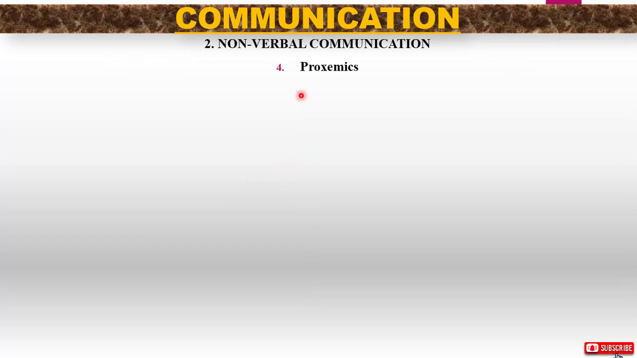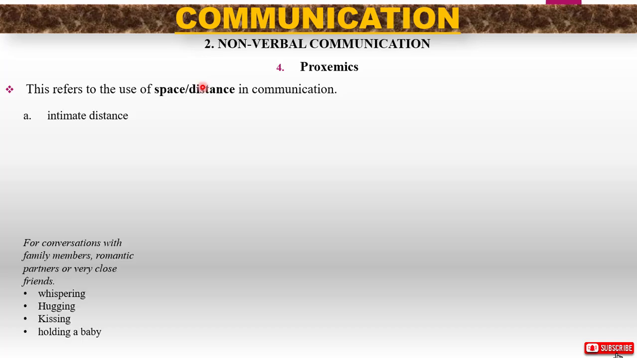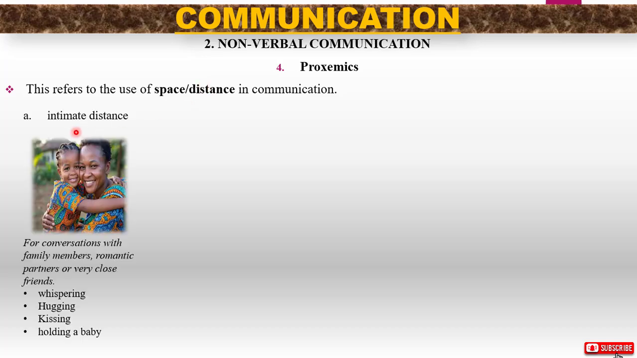The next form of nonverbal communication is what we call proximics. What is proximics? This refers to the use of space or distance in communication. We have intimate distance. This is the distance which is used for conversations between family members, romantic partners, or very close friends. So it involves whispering, hugging, kissing, and holding a baby. This form of communication is for people who are very close, like a mother and a child. So the space between individuals can also send a message. It is a form of communication, and that is what we call proximics.